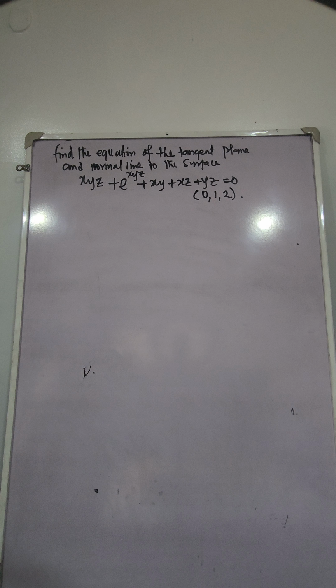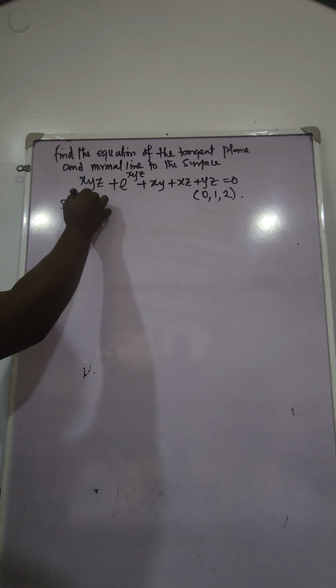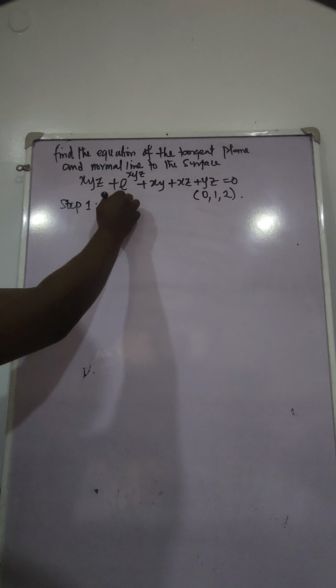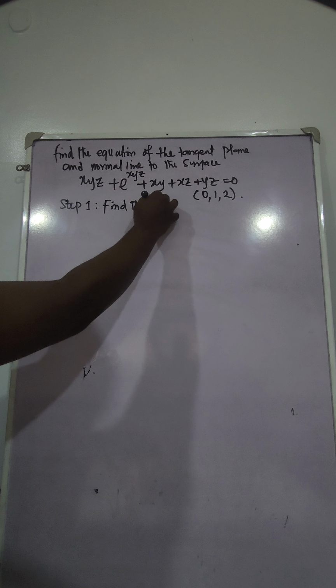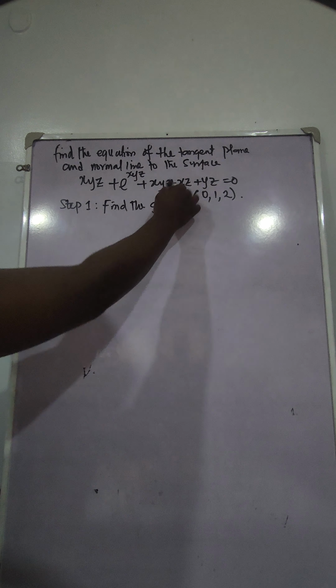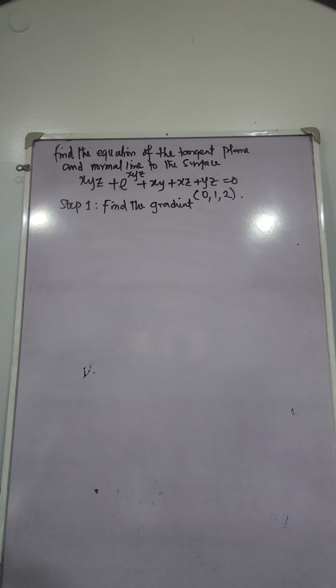Have you noticed that anytime I try to solve a directional derivative, I always first of all find the gradient? If I'm solving a normal derivative, I also find the gradient. Now we're in equation of tangent plane and normal line. So step 1 is to find the gradient. That's the first step.